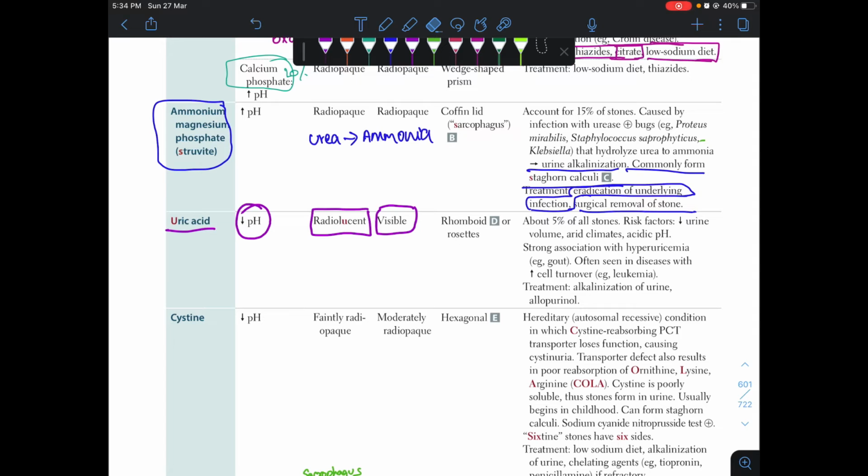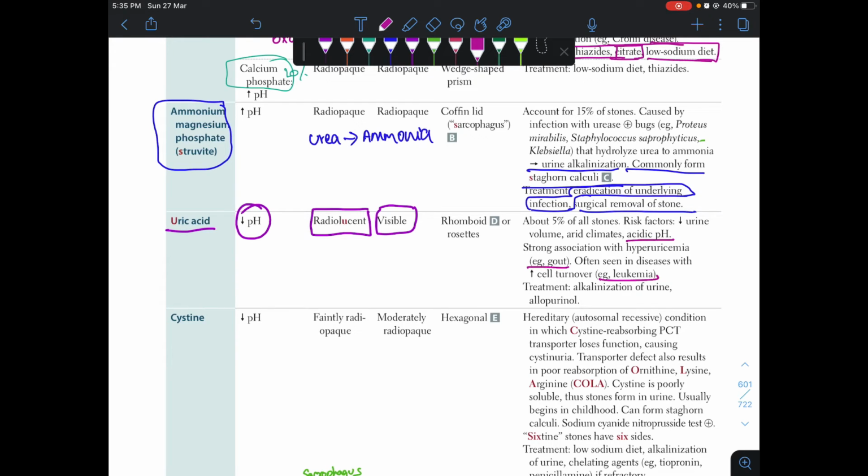arid climates, that is, hot climates, and acidic pH, and a strong association with hyperuricemia, for example in gout, in Lesch-Nyhan syndrome, and in myeloproliferative disorders, for example leukemia, where cell turnover is more and the nuclear turnover will also be more. As we know, when nucleotides are broken down, they will be converted to uric acid. Hence, this causes uric acid stones.